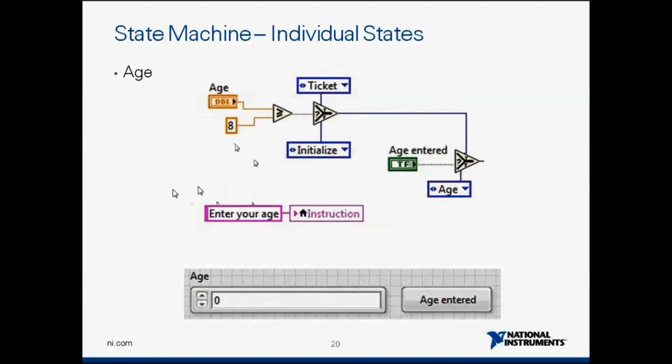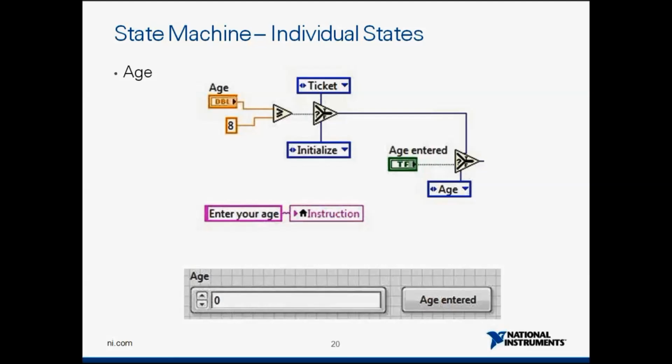The next step is age. A numeric control is used to type in the age of the customer, and there is a button to enter it. It also displays the instruction enter your age on the front panel. The transitional code in the age state checks if the age entered is greater than or lesser than the restriction of 8 years and waits for the OK button.